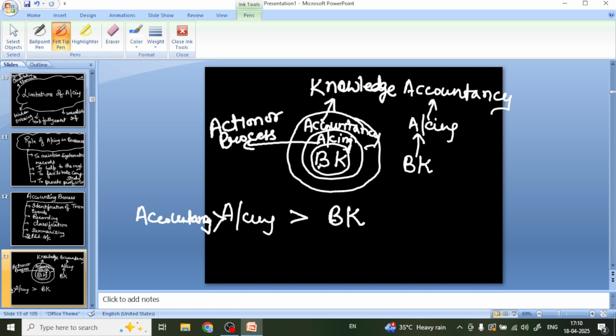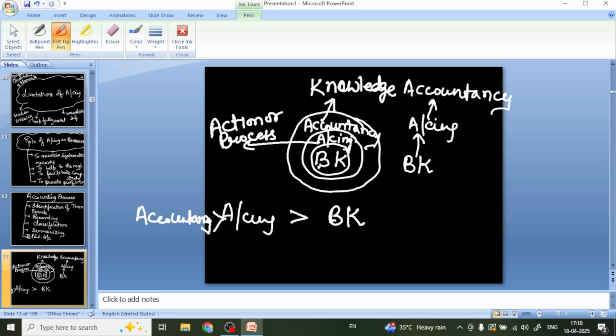In accounting, we can say it is a secondary stage, but the starting stage is bookkeeping. Where bookkeeping ends, accounting starts. And on the other side, when accounting completes, then accountancy starts. Accounting depends on bookkeeping. Accountancy depends on accounting and bookkeeping both.